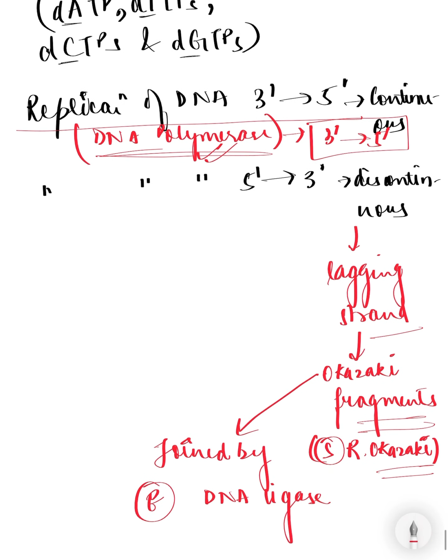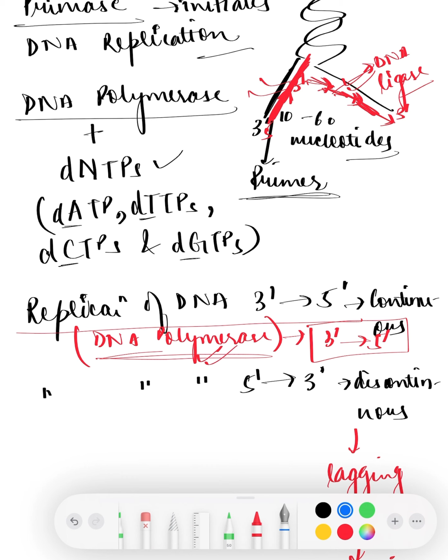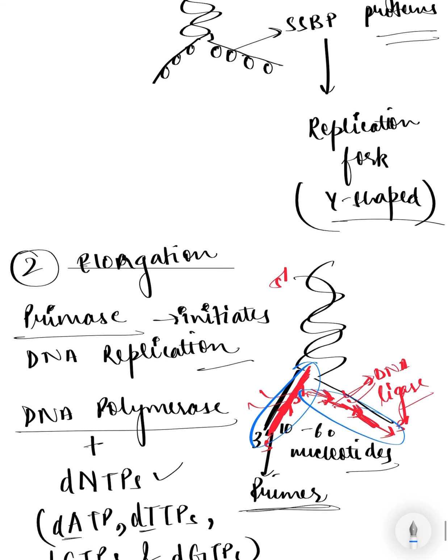Once the entire polymerization activity is complete, these two strands of DNA, this one and this one, will be released and make a helical structure of their own. I hope you understand the process of DNA replication.